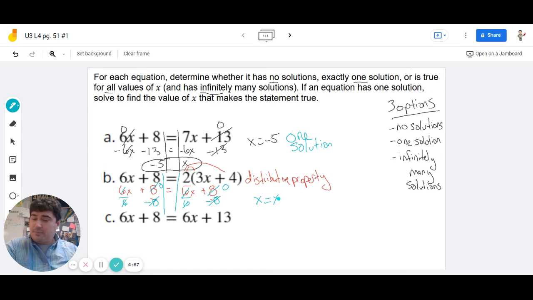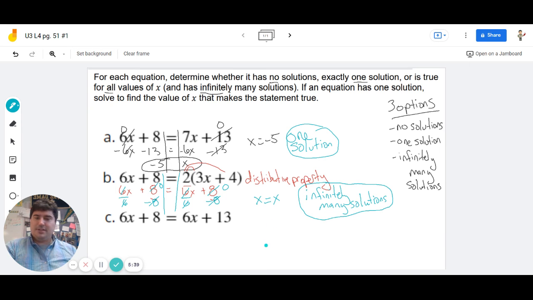If you remember from one of the previous problems, if we reduce down to x equals x, all solutions work. It's always going to work. If x is 1, the other x is going to be 1. If x is 4, the other x is going to be 4. If x is negative a million, you're going to have negative a million on the other side. That means it's a true statement. So this would be infinitely many solutions. The first one was one solution. The next one was infinitely many solutions.